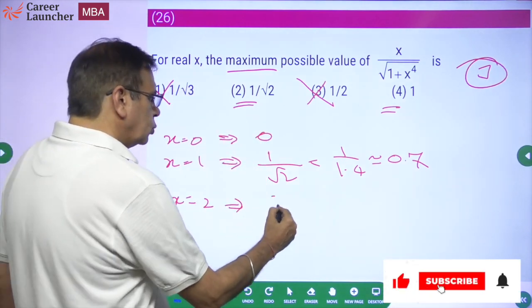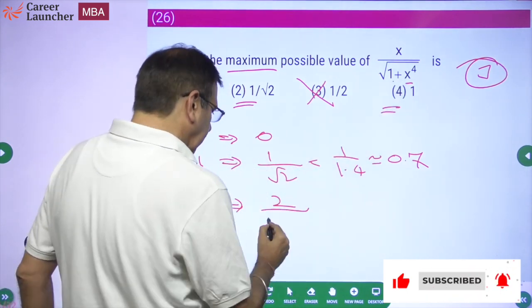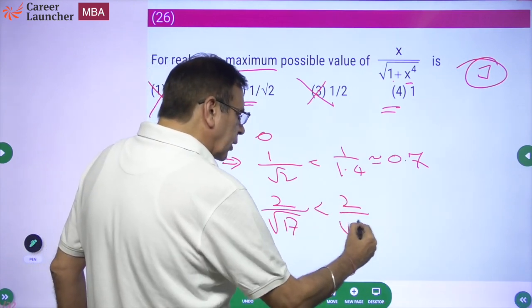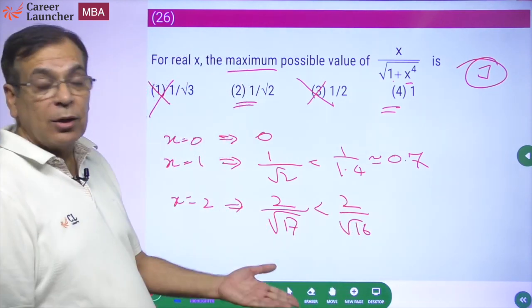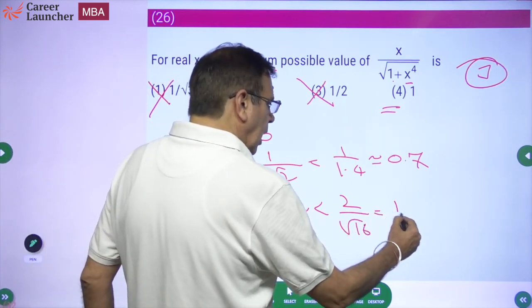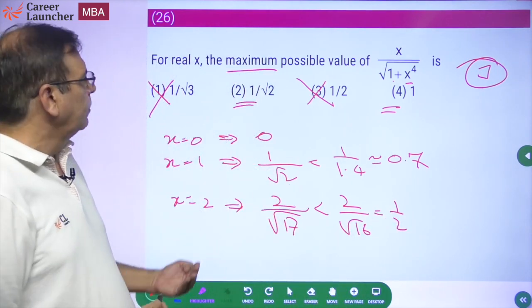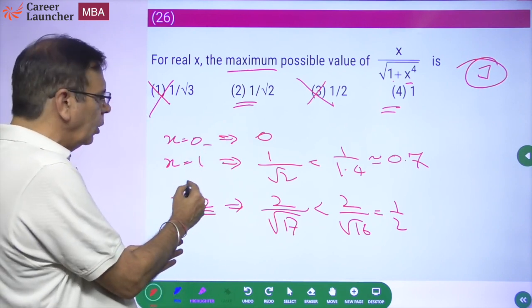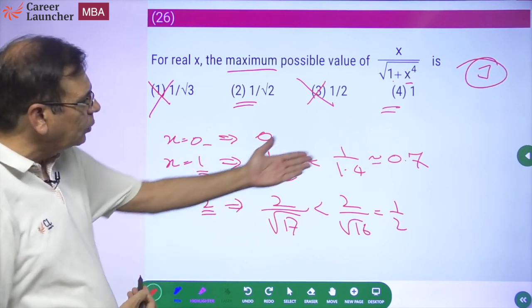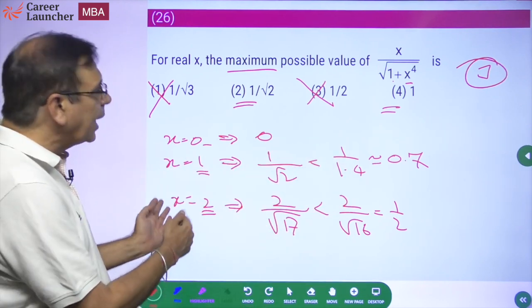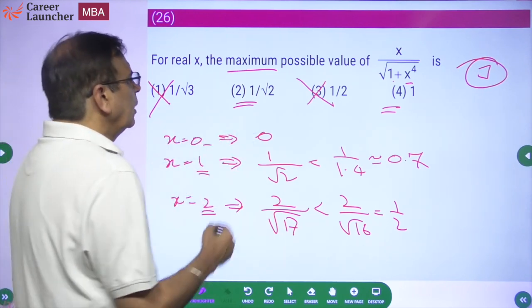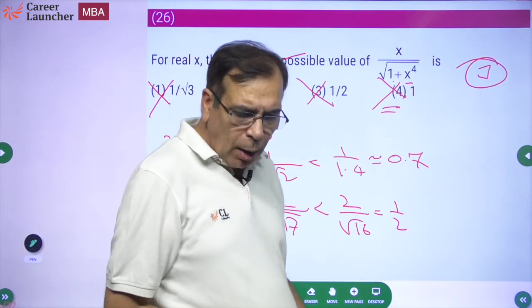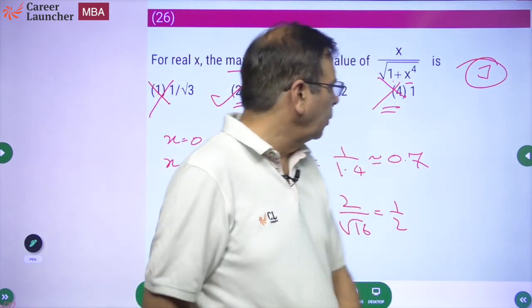What do you get? 2 upon 16 plus 1, 17 under root 17. Can I say this is going to be less than 2 by under root 16? Why under root 16? Under root 16 is 4, which is equal to half. So this is going to be less than half. So as you keep increasing the value of x from 1 to 2, the value of the expression has come down. If you make it bigger, the expression will become even smaller. Okay, so the answer cannot be that. Okay. So I hope this helps you understand what you're supposed to do in the paper.